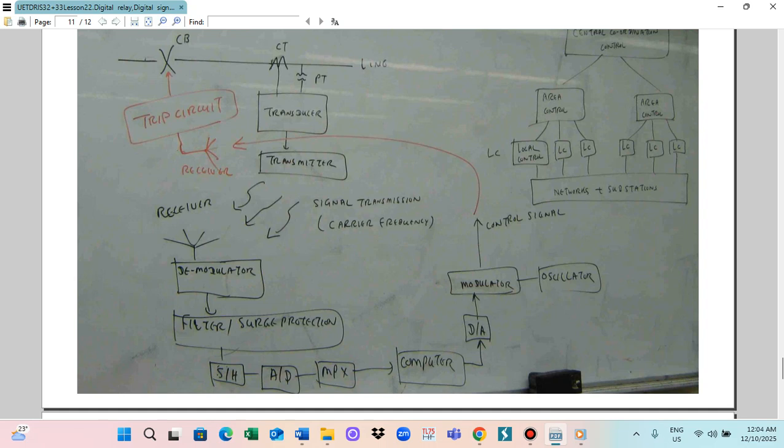So this is the line diagram here. This is the line. The line has this circuit breaker, so this is a CB. And here we use the current transformer we allocate, or we can also locate the potential transformer, CT, PT, and we put it to the transducer. So this transducer is then connected to the transmitter.